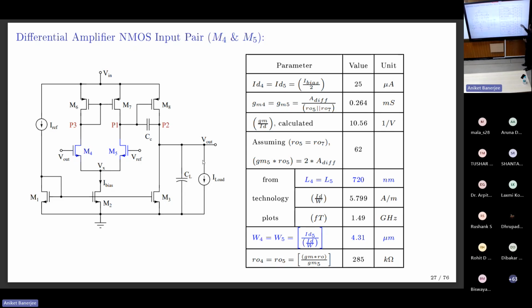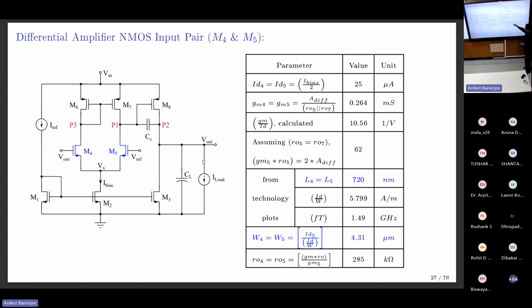And from TechPlot, you bring down all the DC operating points. So ID is the bias current, which is 25 microampere, and ID by W is chosen from TechPlot. Now I can tell what the W needed for the NMOS input pair is. RO is GM taken from TechPlot divided by GM5. GM5 is again derived here, and this is the RO expected from the NMOS.